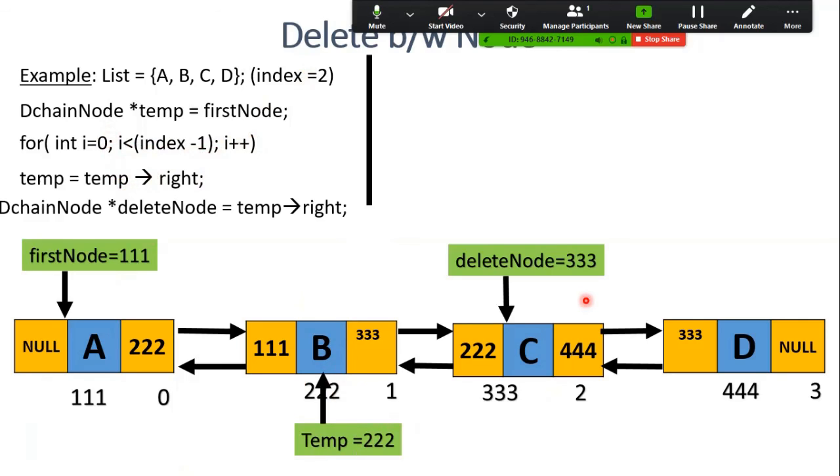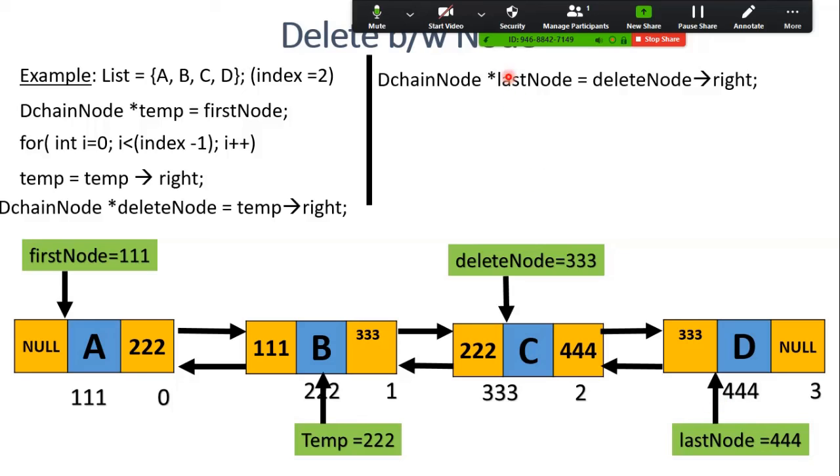Next, what we do? I take one separate pointer, that is delete node. Where is it pointing? C node, of type D chain node. How is it holding the address? By taking temp of right. What is the temp of right? 333. So delete node becomes 333. Yes. Then I should have a pointer of D node. For that, I take one more pointer called last node. It is pointing to the last node of this chain. How is it getting the address? Delete node of right. What is the delete node of right? 444. Last node becomes delete node of right, equals 444. I have a pointer for D node.